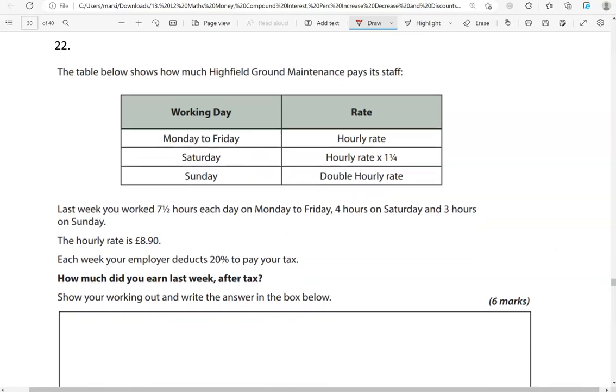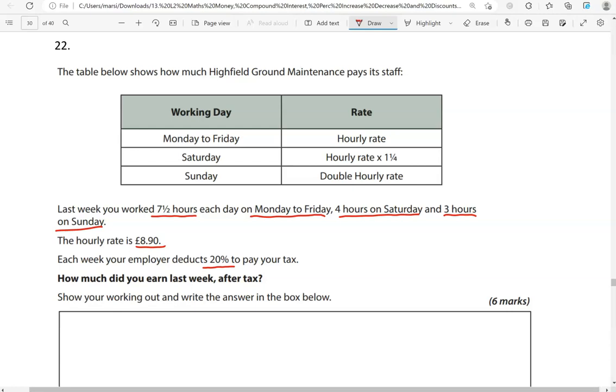The table below shows how much Highfield Ground Maintenance pays its staff. Monday to Friday, hourly rate. Saturday, hourly rate times 1 1/4. Sunday, double hourly rate. Last week you worked 7.5 hours each day on Monday to Friday, 4 hours on Saturday and 3 hours on Sunday. The hourly rate is £8.90. Each week your employer deducts 20% to pay your tax. How much did you earn last week after tax? Show your working out and write the answer in the box below.